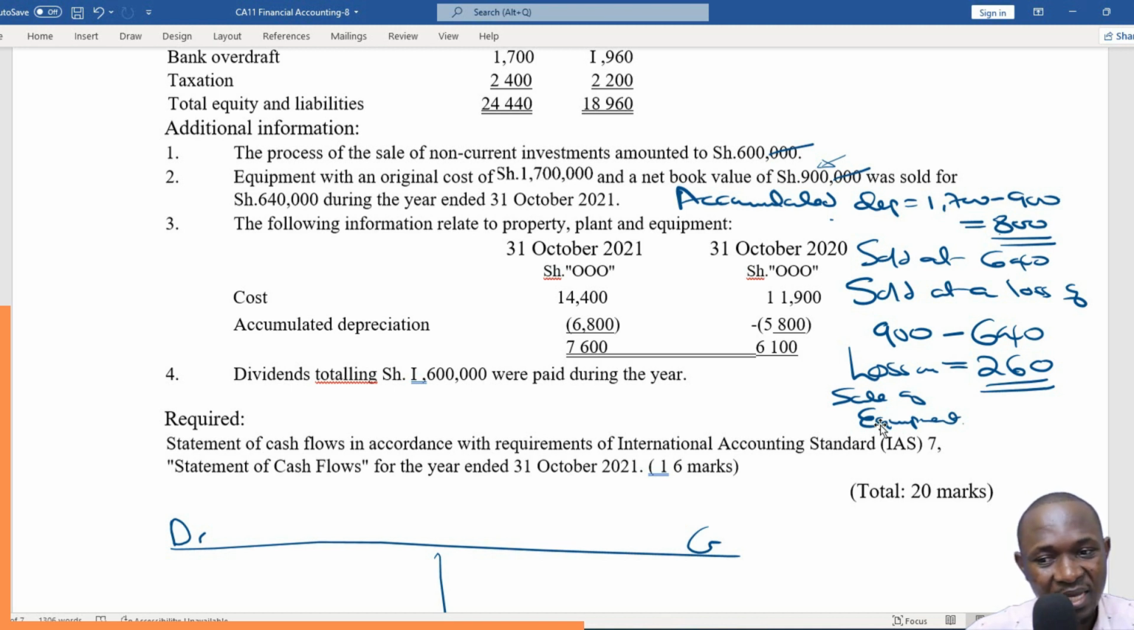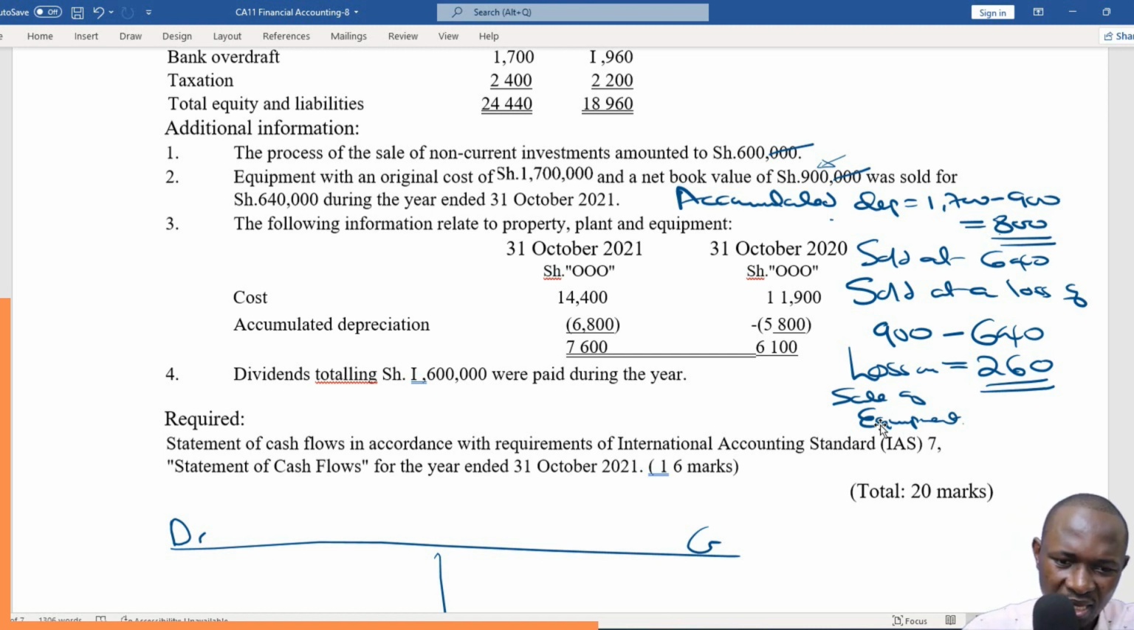So since this money doesn't move anywhere, we always return it back because it's always deducted. It always reduces the profits. So we return it back because it has not exchanged hands. It doesn't involve movement of cash. So it's always important that we calculate the depreciation.